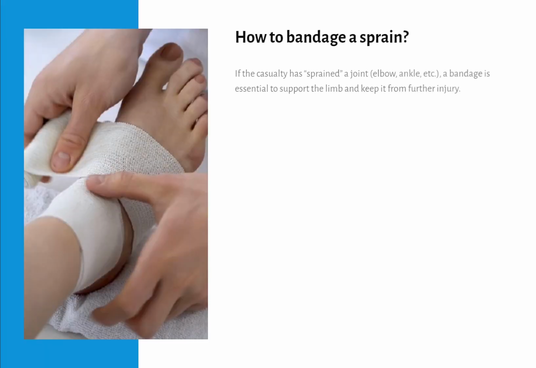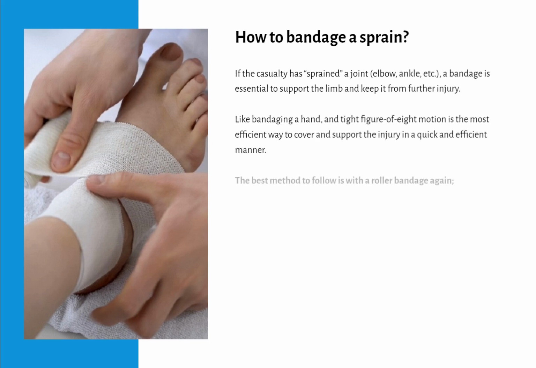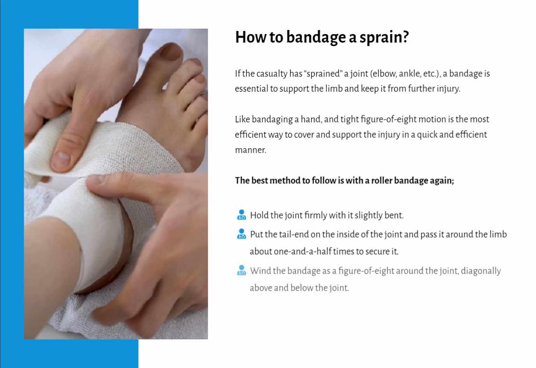How to bandage a sprain. If the casualty has sprained a joint, elbow, ankle, and so on, a bandage is essential to support the limb and keep it from further injury. Like bandaging a hand, a tight figure-of-8 motion is the most effective way to cover and support the injury in a quick and efficient manner. The best method to follow is again using a roller bandage.